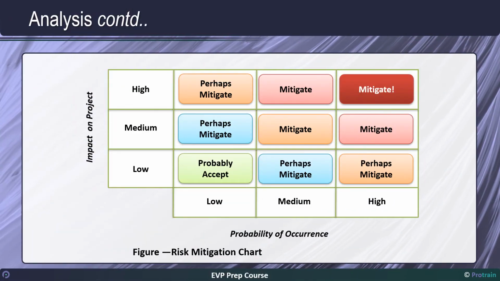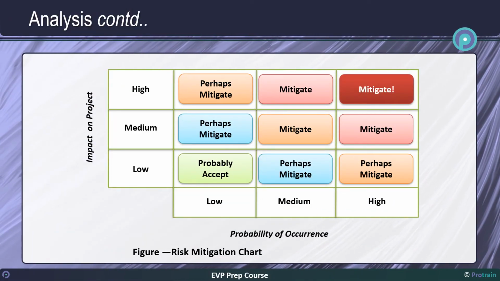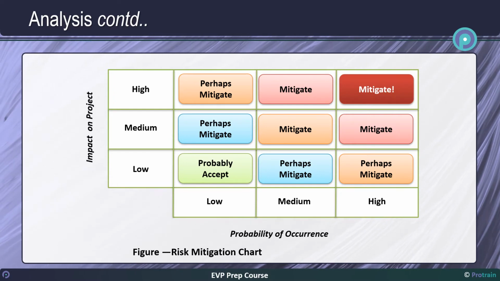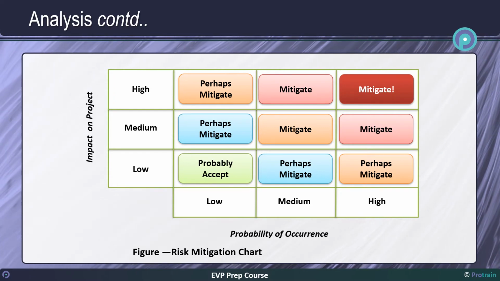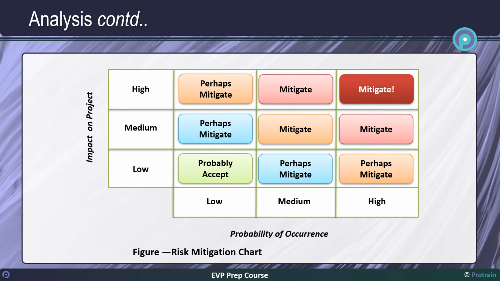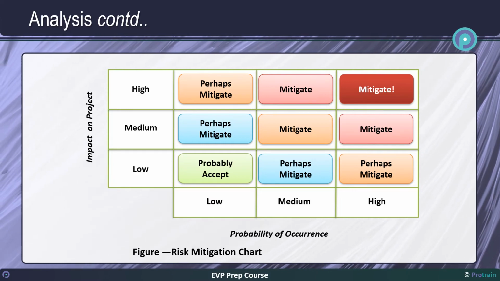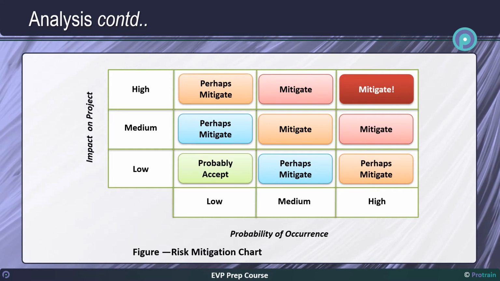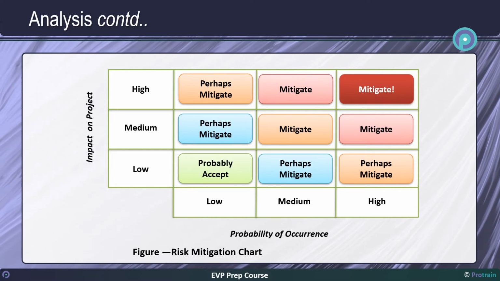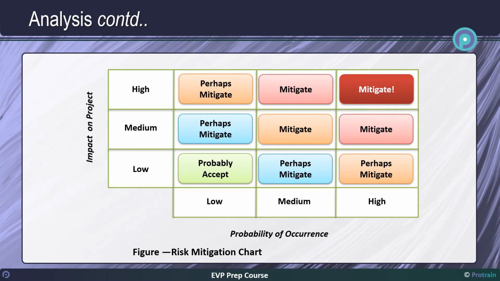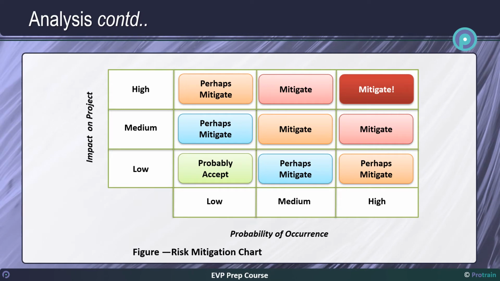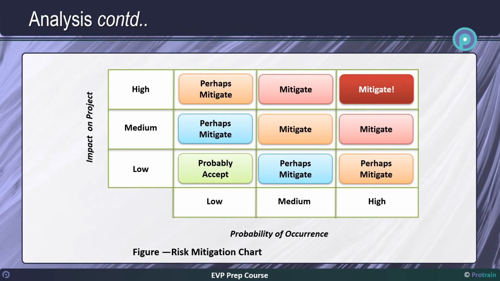Let us discuss the occurrence impact matrix in detail. This is also called the risk mitigation chart. The matrix uses the high, medium, low assessments for each risk item to establish the criteria for mitigation. The high-medium-low assessment is basically based upon the risk assessment step that we have discussed in an earlier slide. The matrix is usually used as shown in the figure on the slide.